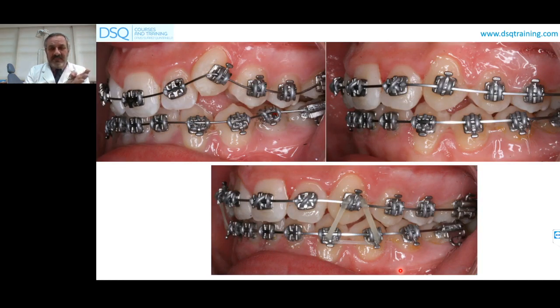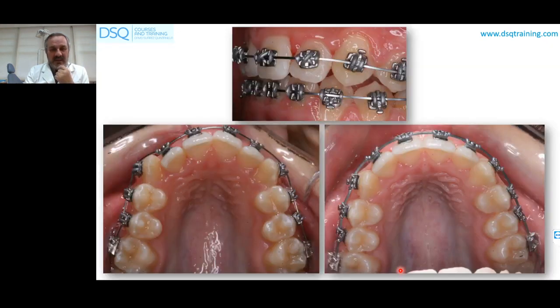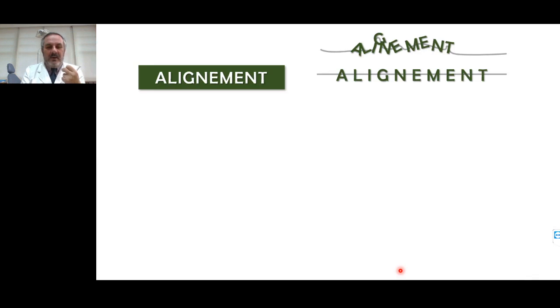The first arch wire in this patient is 18, and the next arch wire is the 19 by 25 arch wire. You can see the dramatic and very good change of the premolar, the rotation, and the position of the molars, only using a couple of arch wires.